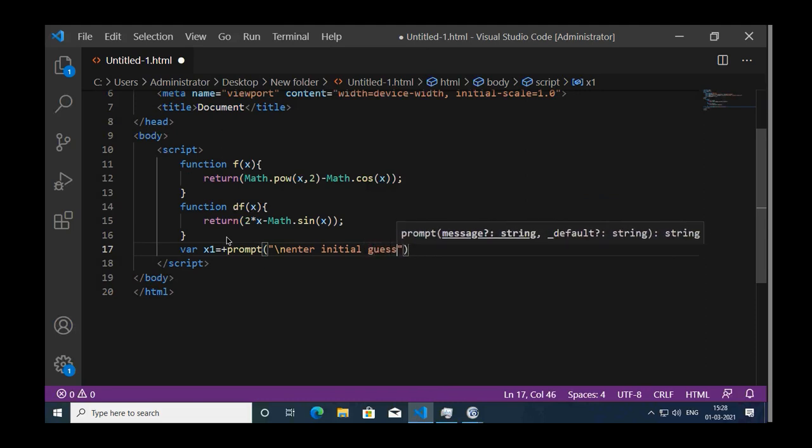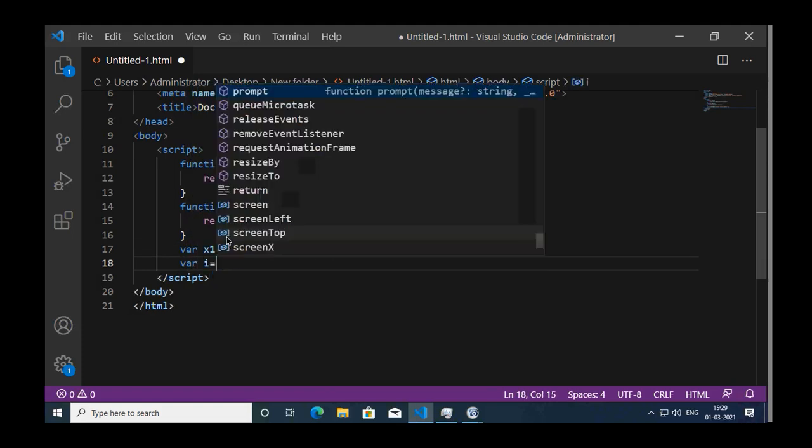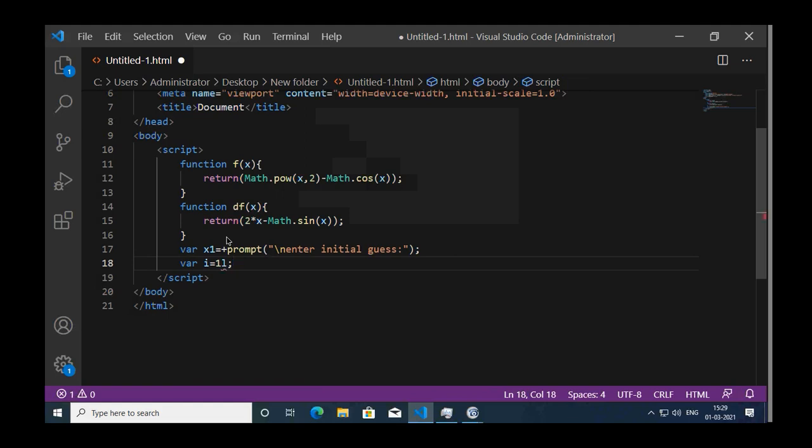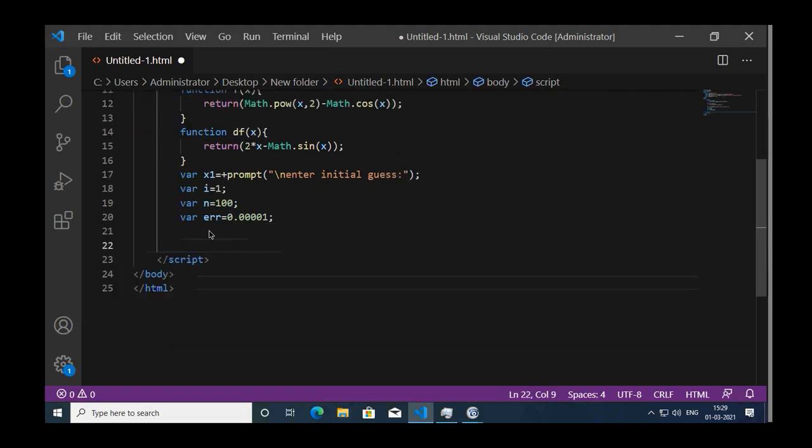Enter initial guess. So this would be my comment. Then I would like to have a var i equal to 1. Then I would like to have a var n equal to 100. That is the maximum number of iterations I am going to do. Var error, that is what I want, this much amount of error. Okay, anything else?